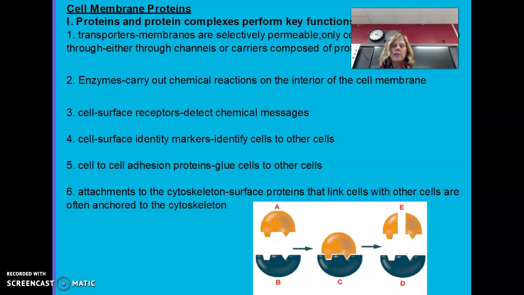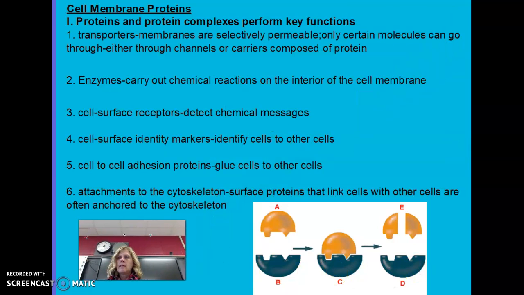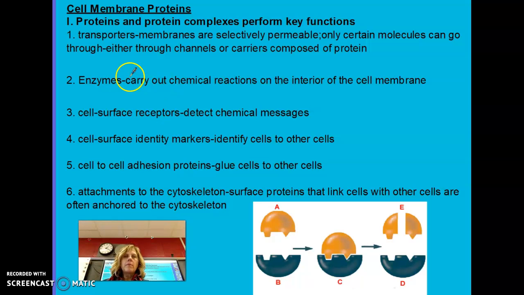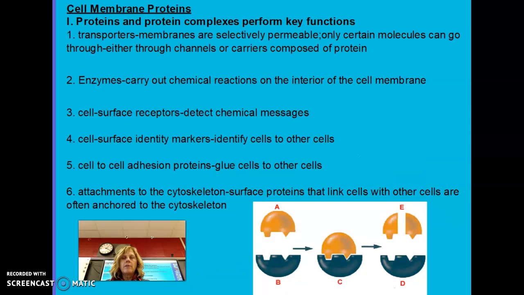Cell membrane proteins, and you can see I have 6 functions listed here. This visual is of enzymes, which we're going to talk about. Again, mentioned earlier, some of those membrane-bound proteins. That's what these blue things represent, all the proteins embedded in the membrane, and you can see their different shapes, and they have different functions.